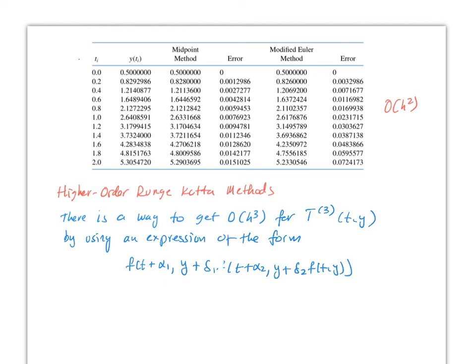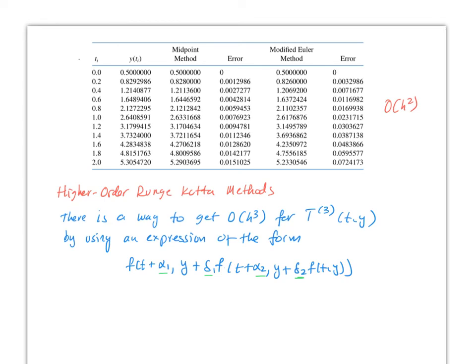This is f. This involves finding 4 parameters: 1, 2, 3, 4. However, finding those parameters is very tricky. The algebra is very, very messy. But if you are bored and you have nothing to do, you should try this by yourselves.